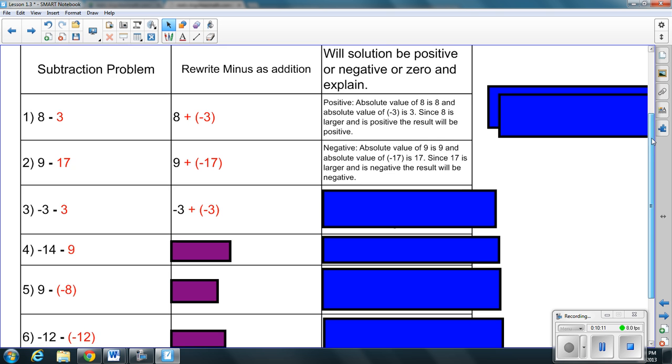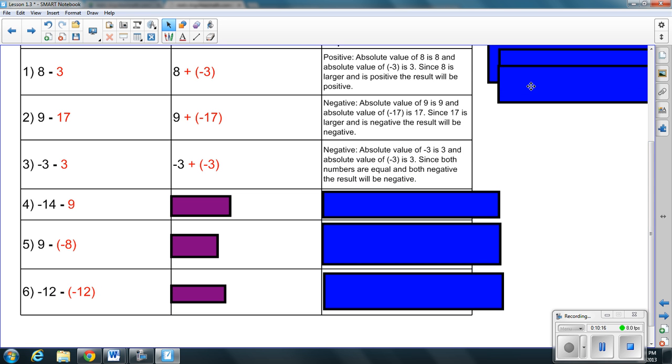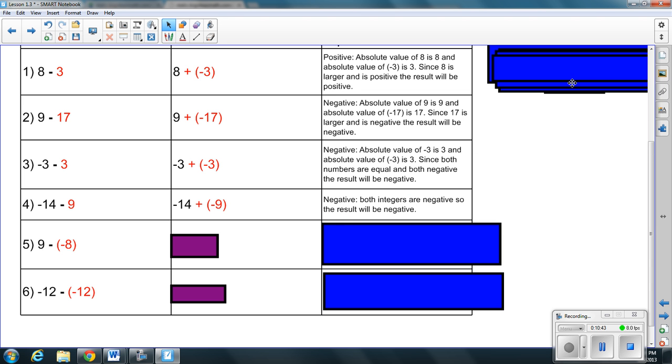Number 3, we have negative 3 plus negative 3. And our solution is negative. If you thought 0, be careful. We're taking negative 3 and adding 3 more negatives. Think about it as you owe me $3, and then another day you owe me another $3. Your debt doesn't go away. You owe me even more. So since they're both negatives, your answer will be negative. Number 4, it's negative 14 plus negative 9. Since both numbers are negative, your solution will be negative.